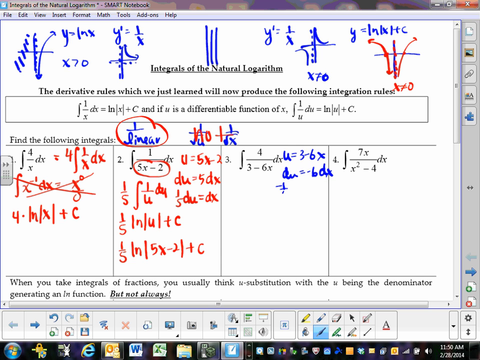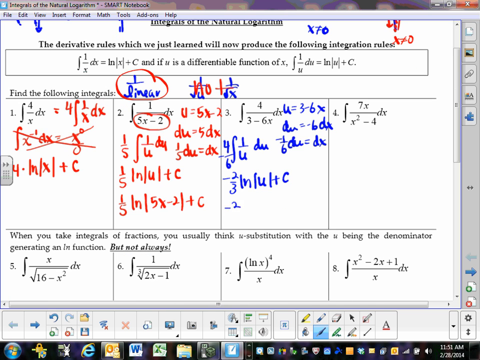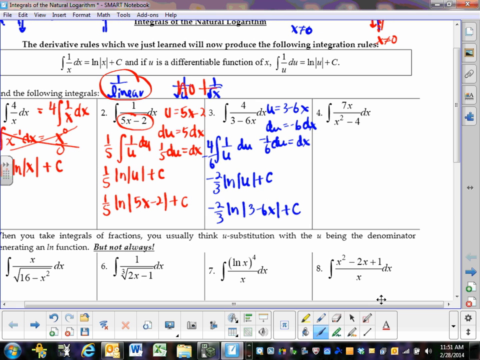The next one, my u would have to be 3 minus 6x. So du is negative 6 dx. So negative 1/6 du is going to go over dx. If I factor out the 4, I have 1 over u, and dx is negative 1/6 du. So I have negative 2/3 natural log absolute value of u plus c. So negative 2/3 natural log absolute value of 3 minus 6x plus c.